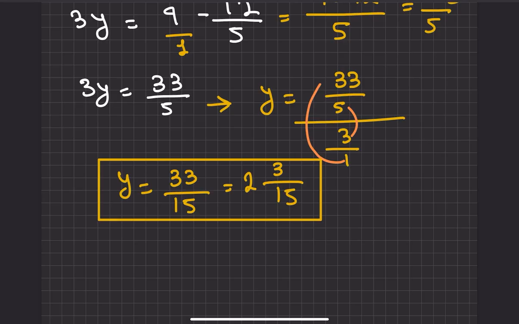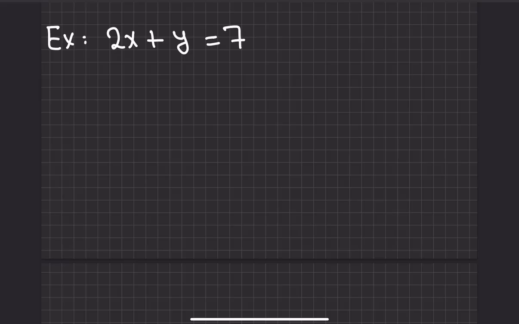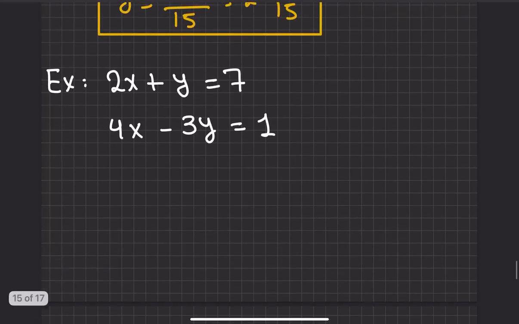So for the next question, I'm going to choose something easy, to give you some time, so as not to scare you guys. Let's do this example. 2x plus y equals 7, 4x minus 3y equals 1. In this question, you can see it tells us to use subtraction.